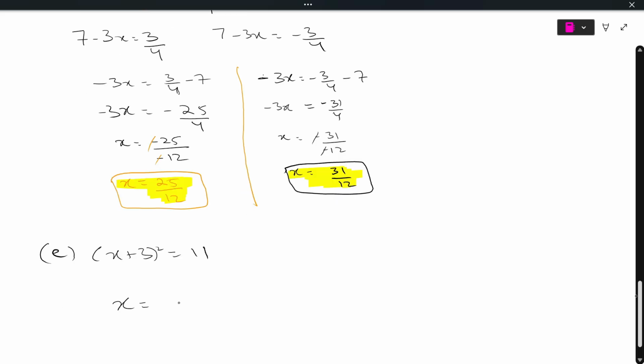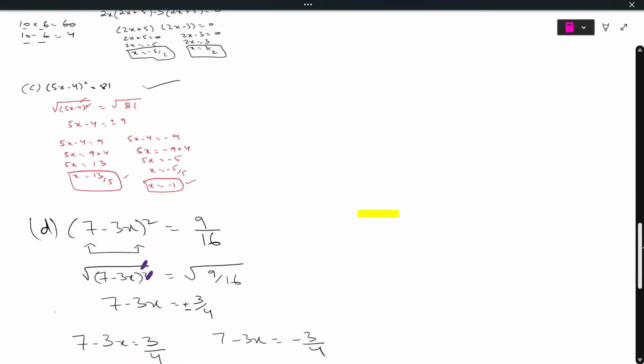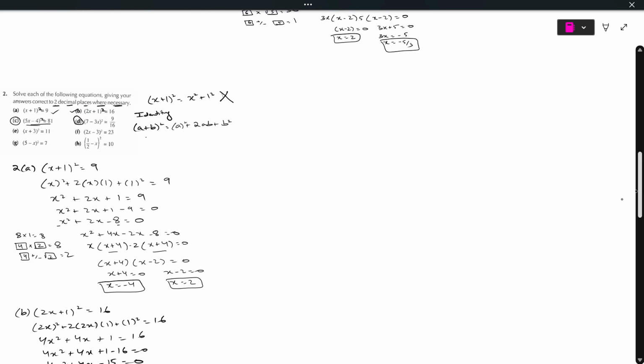So if I heard that correct, 0.3, that's the first value, right? Positive 0.3, correct? Yeah. And the second value is? Yes, minus 6.3, right? So these two values you got are absolutely correct for part E. Absolutely correct, very good.